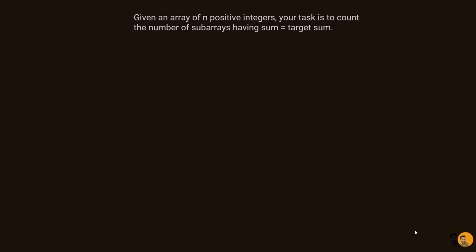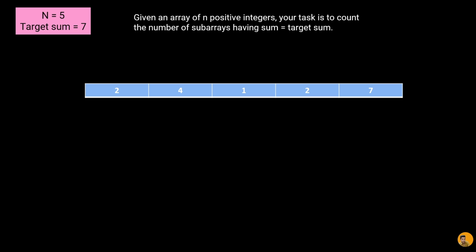So in this problem, we are given an array of n positive integers and our task is to count the number of subarrays having sum equal to the target sum. So let's take an example. Here n is equal to 5 and the target sum is equal to 7. And we are given the array of numbers 2, 4, 1, 2, 7. And our target sum is 7.